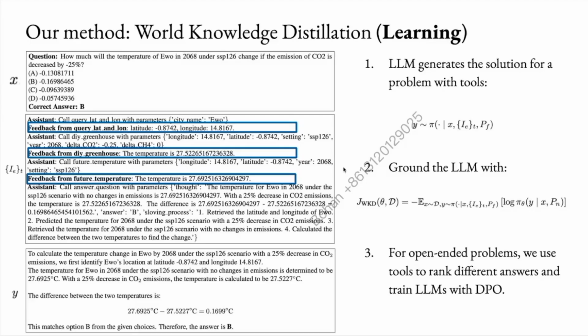We then use this tool-generated solution Y to ground the LLM through our world knowledge distillation objective. This function essentially trains the model to maximize the probability of generating correct solutions without data generated from interacting with tools. Thus, we ground the LLM with the world knowledge that was originally embedded in the tools, but now we want the LLM to learn themselves, to internalize the world knowledge into themselves.